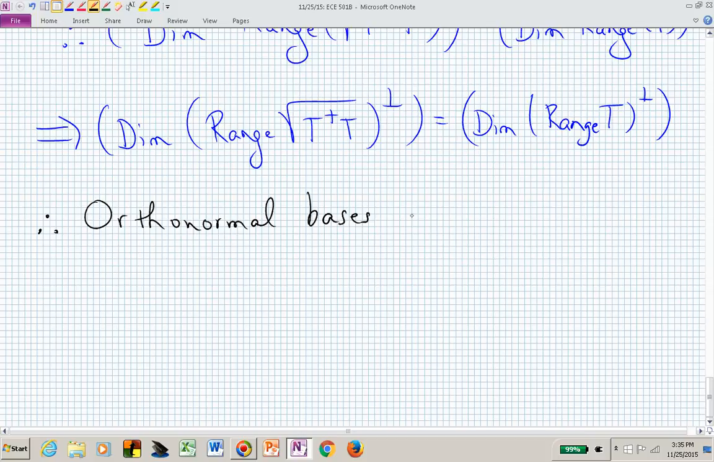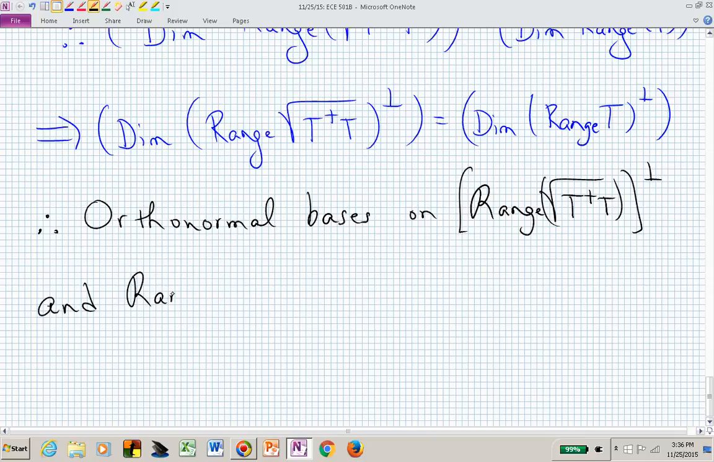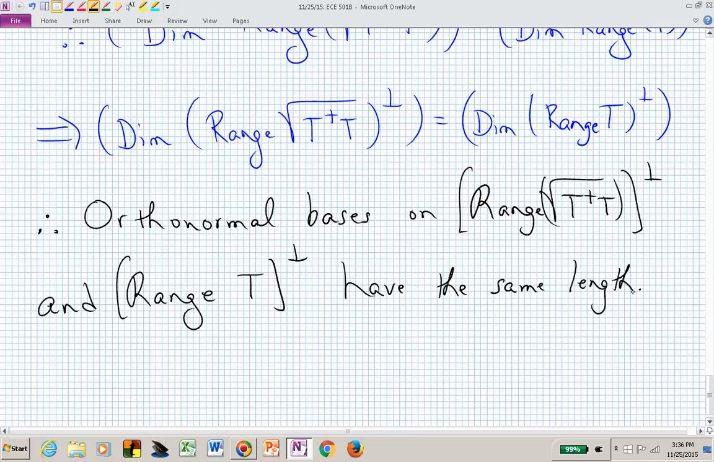The orthonormal basis on the range of the square root of T dagger T perp and the orthonormal basis on the range of T perp have the same length, or the dimensions of those two vector spaces, those two range spaces, are the same.